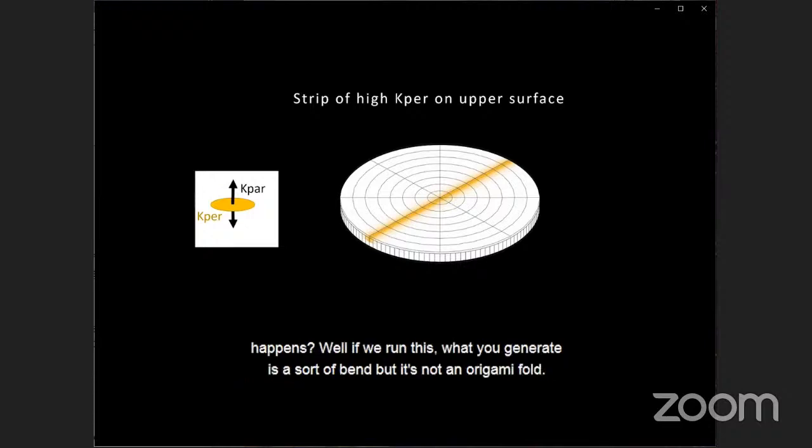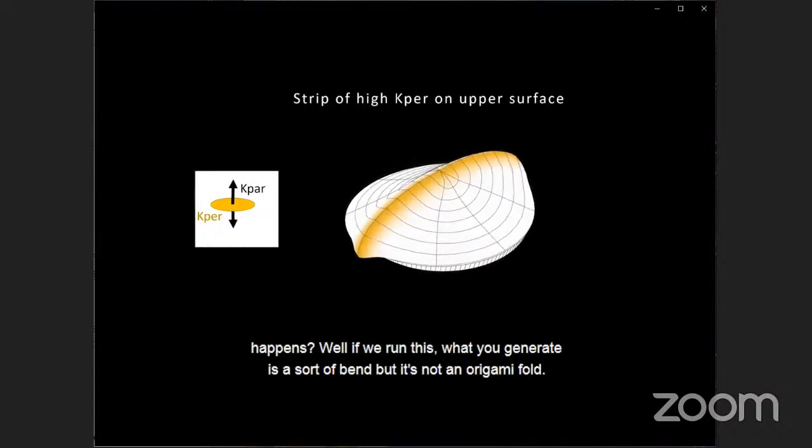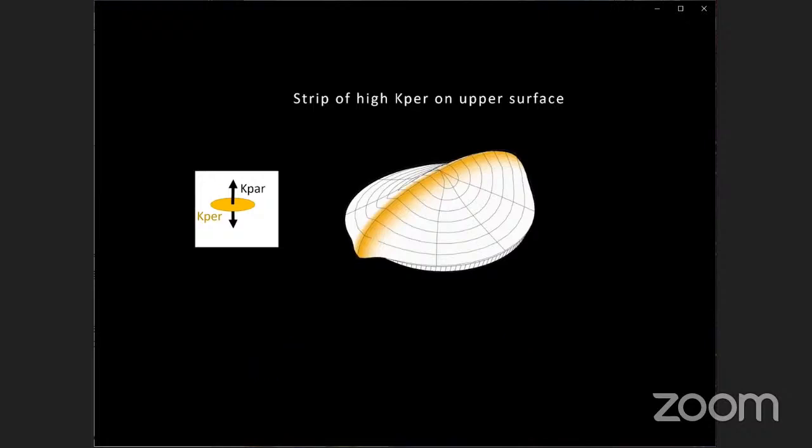Well, if we run this, what you generate is a sort of bend, but it's not an origami fold. All right, we're not getting a nice, neat origami fold. We're getting a sort of curved fold.